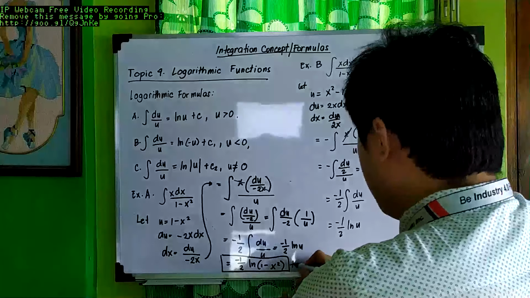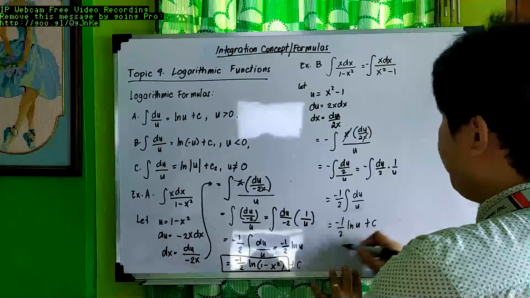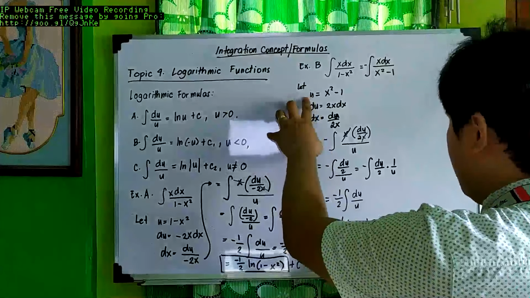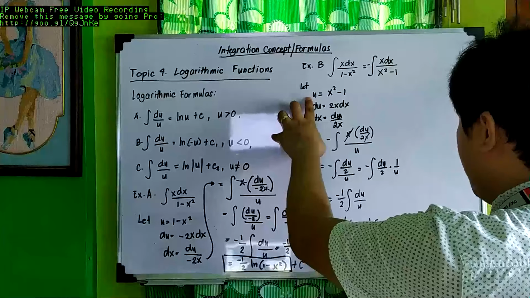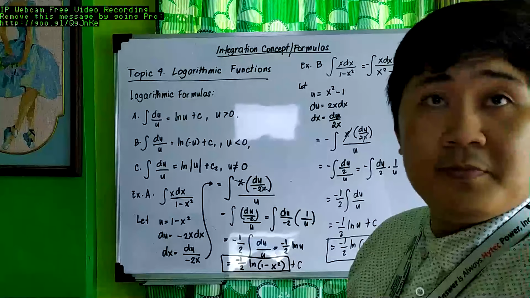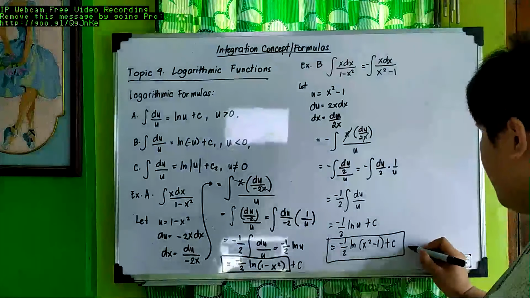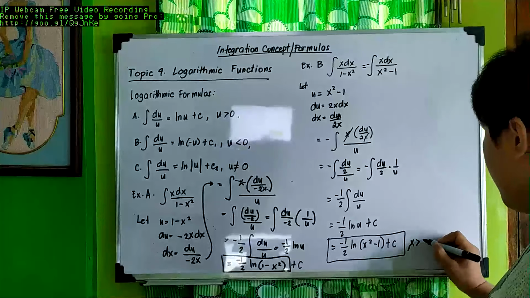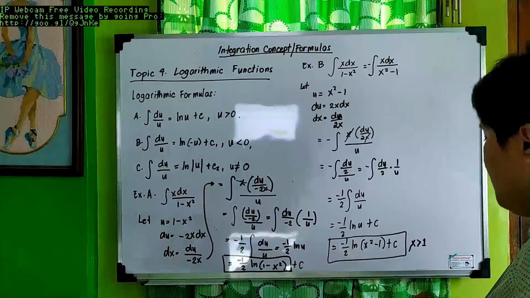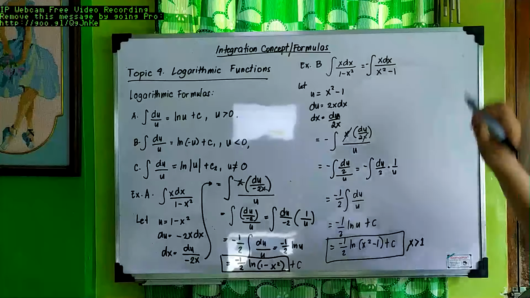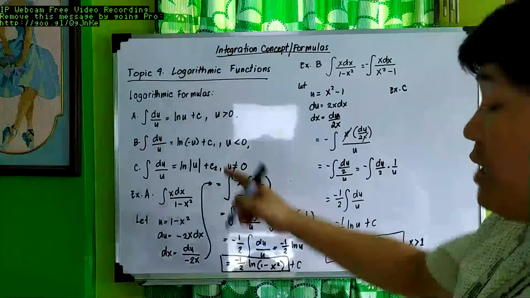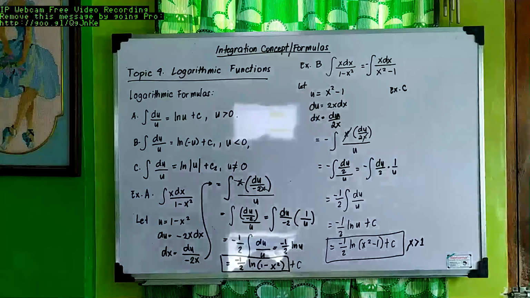Sorry, we forgot our plus c. So we have negative 1 over 2 ln of u plus c. What is our u here? That is x squared minus 1, plus c. In this case, our x must be greater than 1. Why? Because if x is 1, the expression becomes 0. And actually, the argument of the ln is just in absolute value.